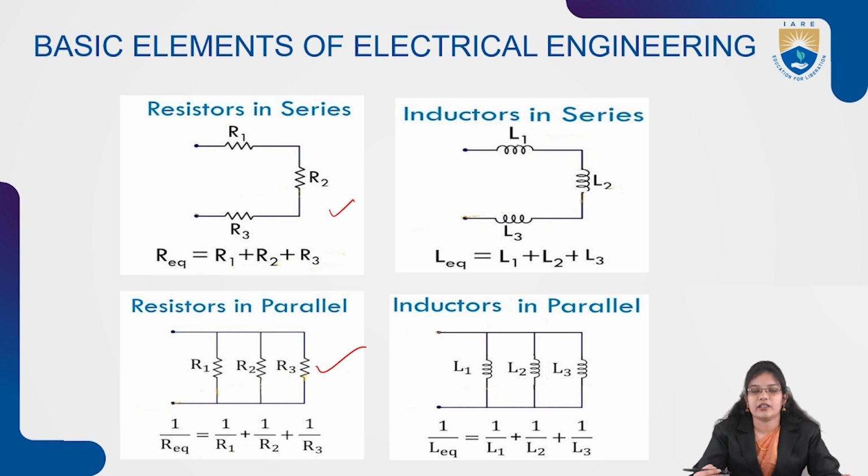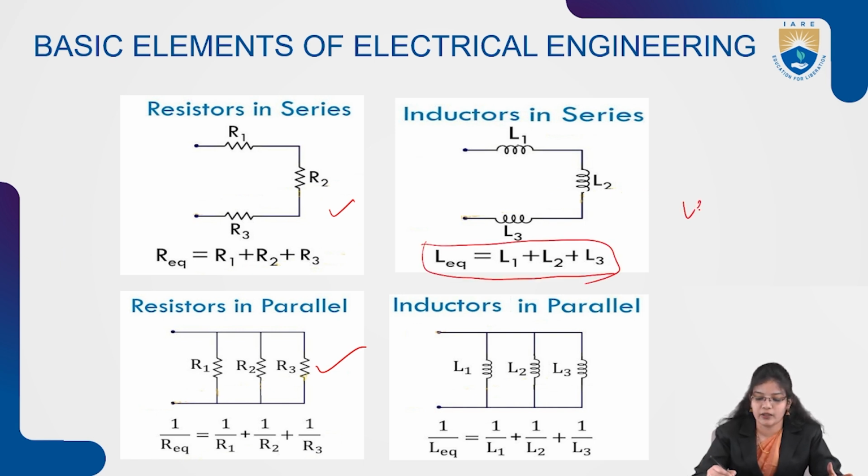Coming to inductors, how to calculate when they are connected in series is the same way we calculated for the resistances. When the inductors are connected in series, we add all the inductances, same as resistance. Here is the formula: L equivalent is equal to L1 plus L2 plus L3, the same as how we calculated for the resistances.